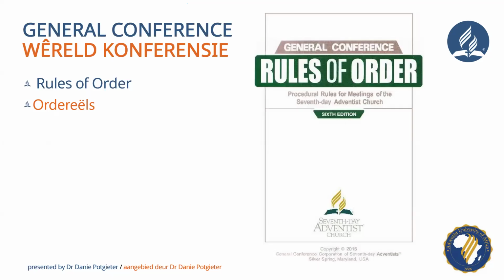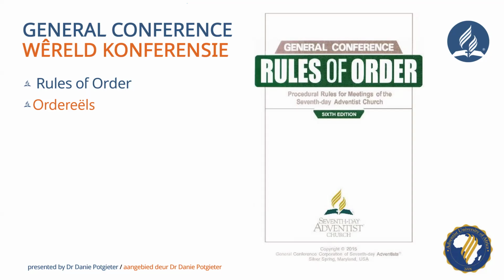We use the General Conference Rules of Order, which was printed in 2015, a set of rules to help us navigate our various meetings at different levels: local church level, conference level, conference sessions, union level, division level, and even the General Conference uses these procedural rules for meetings of the church. Before this was compiled, we also made use of Robert's Rules when there was a dispute.